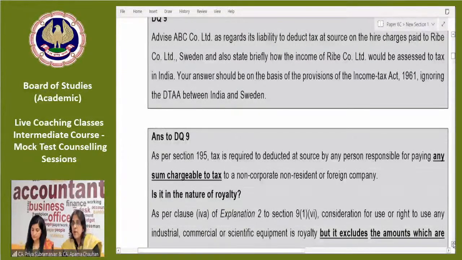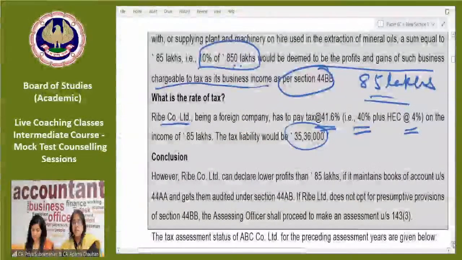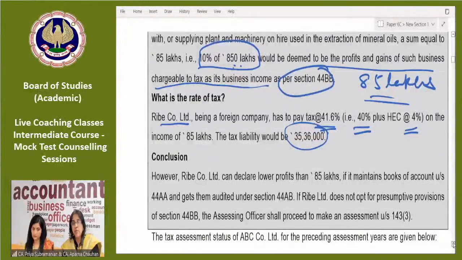So how do you go about computing the total income? Here there are specific provisions in the Act. Presumptive tax provisions are there. Applying those provisions, you have to determine the income, that is 10% of 850 lakhs. And then the rate of tax will be the rate applicable to the foreign company plus the cess in this case.